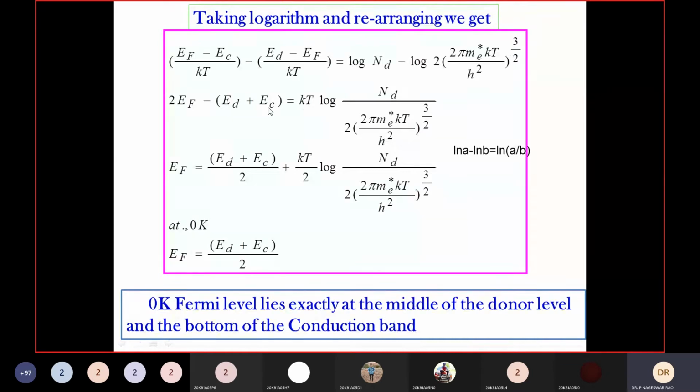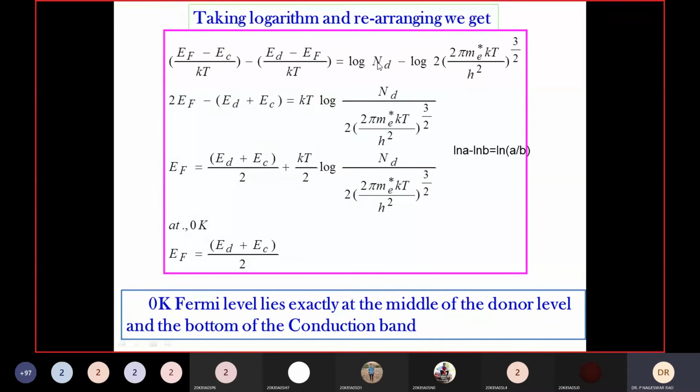Now send the kT to that side: kT into log a minus log b. Here ln is nothing but log base e. ln of a minus ln of b is equal to ln of a by b, so log of a by b. So kT into log of this term by this term.